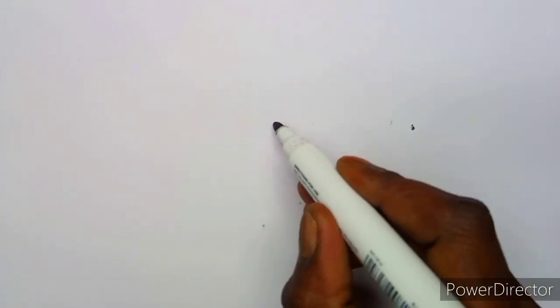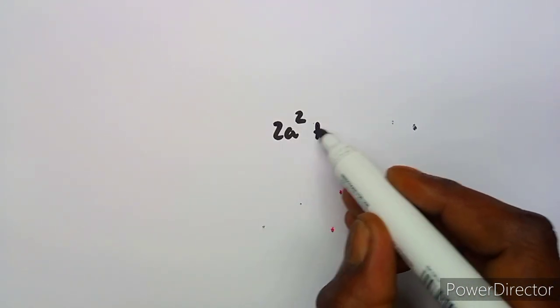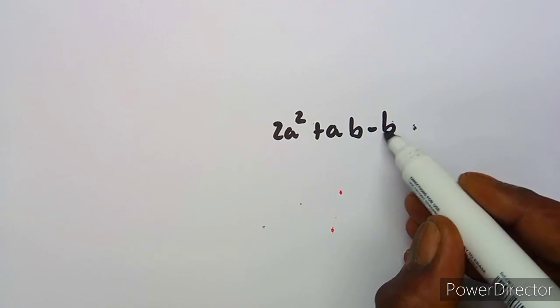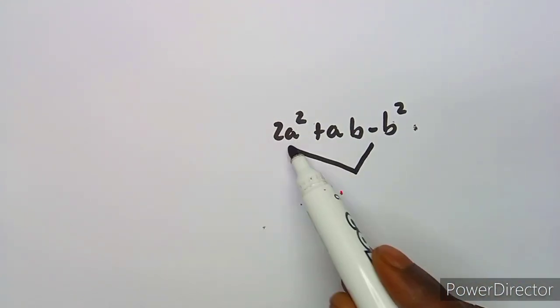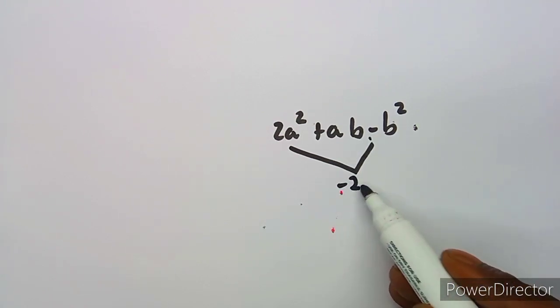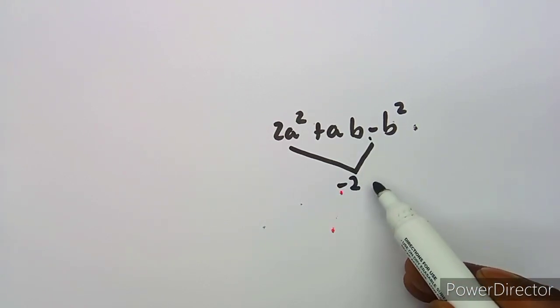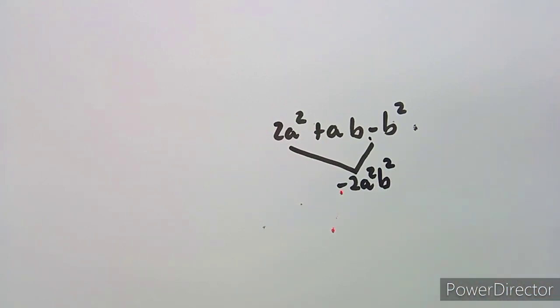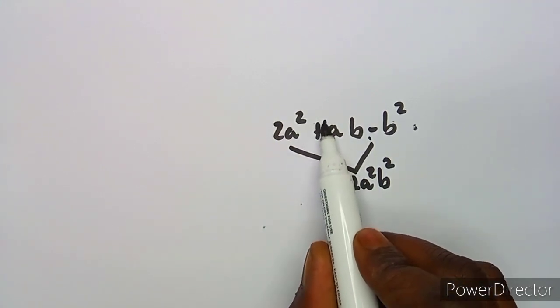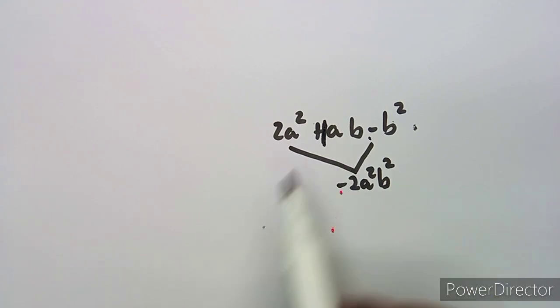So let us just quickly factorize this: a squared plus ab minus b squared. You're just going to do the same thing here, guys. Multiply the first term and the last term, which this time is minus 2a squared b squared. Which two numbers multiply to give minus 2, but when you add, give you a positive 1? As you can see, this is a positive 1.